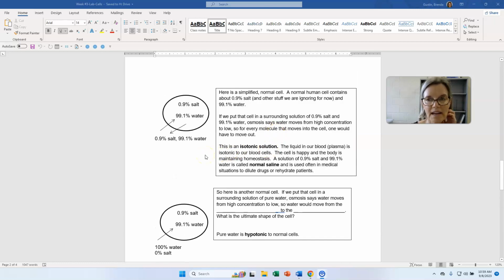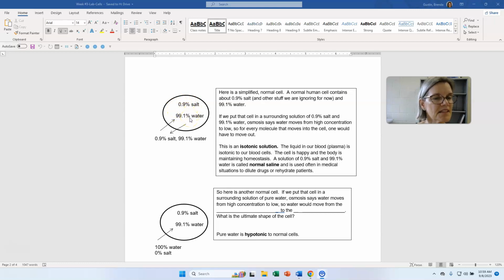Okay, so what I have here, I'm going to talk about osmosis. And I have 3 different cells. And each one of these cells have like the simplest ingredients listed. Here I have, this cell has 0.9% salt and 99.1% water. We're going to ignore all the other ingredients right now. But look at that, adds up to 100%. And actually this is the normal amount of salt in a normal cell, 0.9% salt.